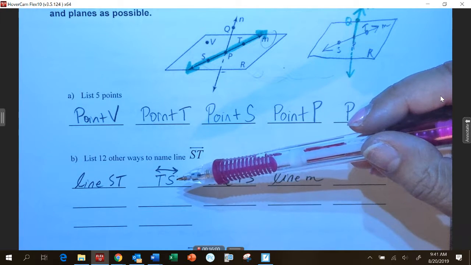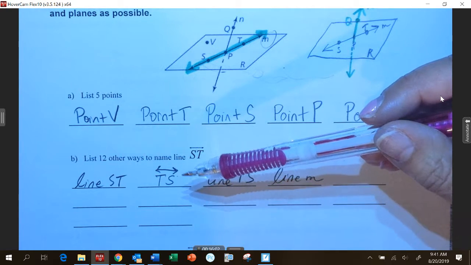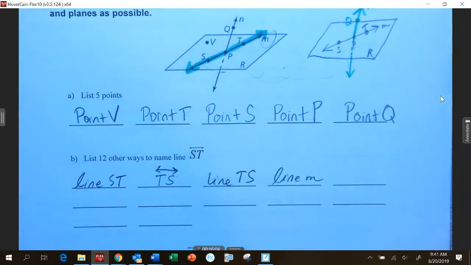Jordan. Just SCP. Without anything above it? Yeah. Nope. Actually, that's going to mean something else in geometry. So now look at what I highlighted. Are there any other letters on that same line?